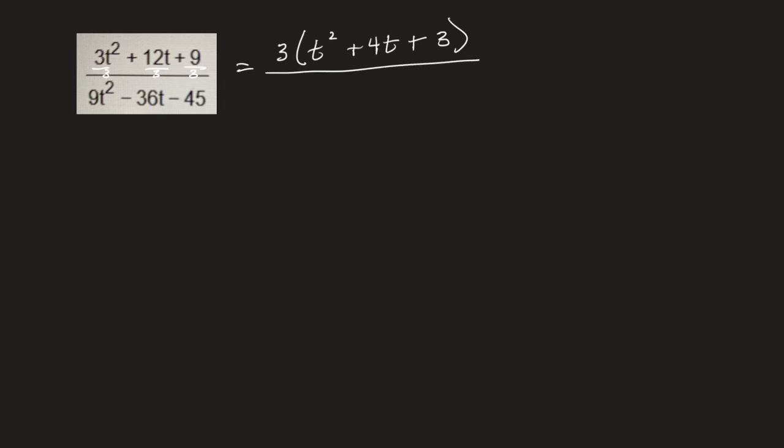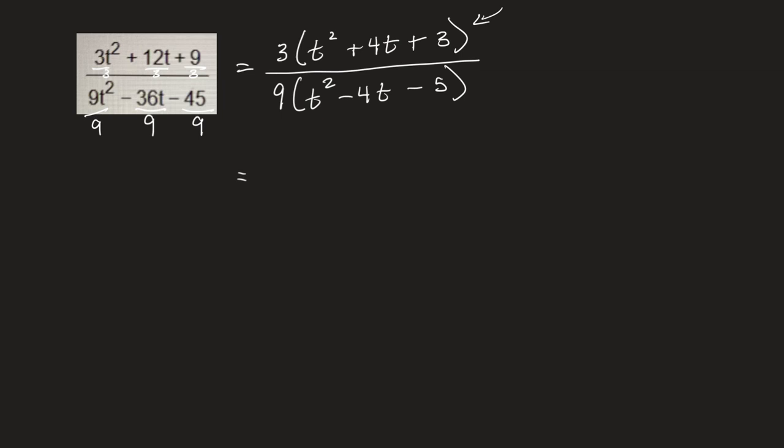Then on the bottom, I think you can factor out a 9. So if I take a 9 out, this divided by 9 would just be a t squared again. This divided by 9 would be a negative 4t. And this one divided by 9 would be a negative 5. Okay, now hopefully that'll make this top stuff easier to factor.